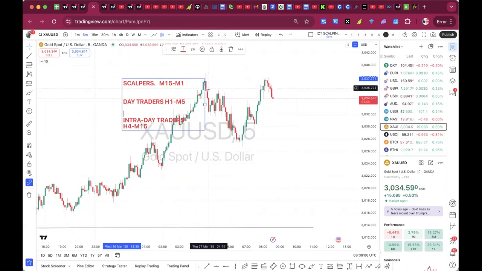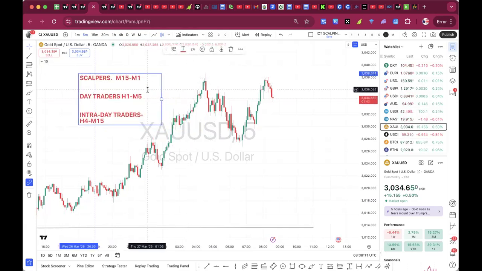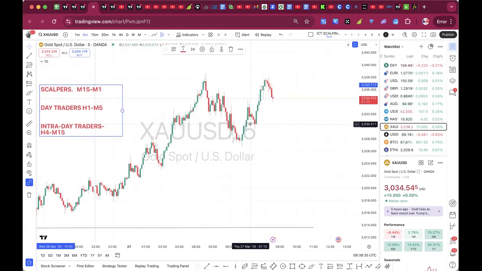Sometimes you can scoop to M5, right? Okay, so get it. So if you're a scalper, you're going to be working with M15 to M1. And if you are a day trader, you're going to be working with H1 to M5. And then intraday, all right, H4 to M15. Now, let's first look at scalper. And irrespective of who you are, you can always use support and resistance strategies, which is what we're going to use.